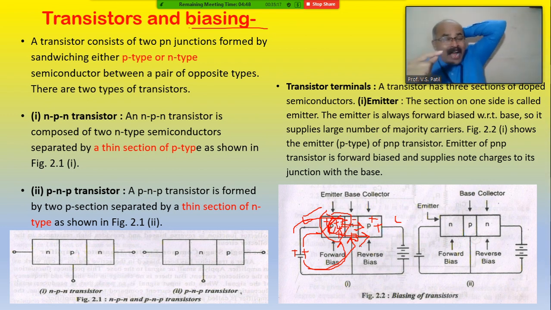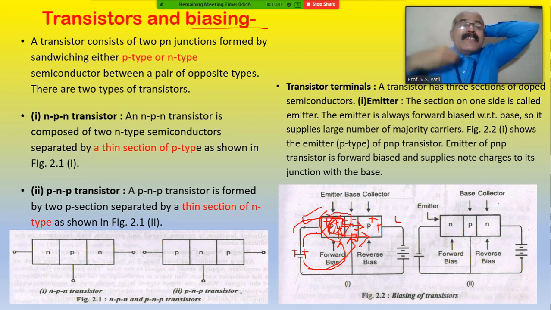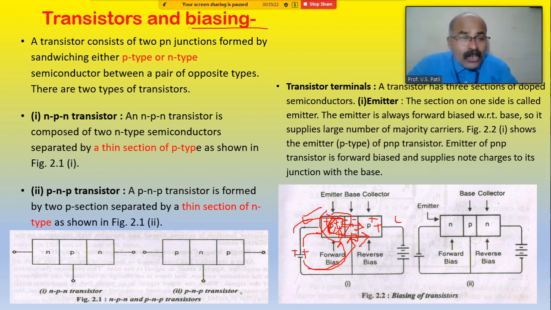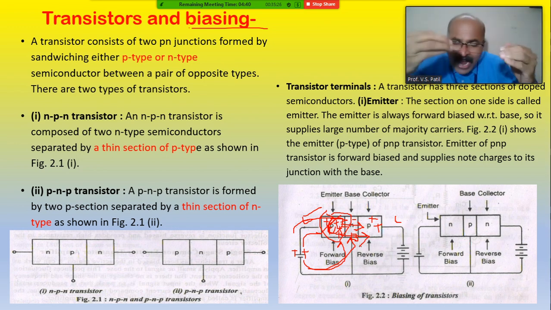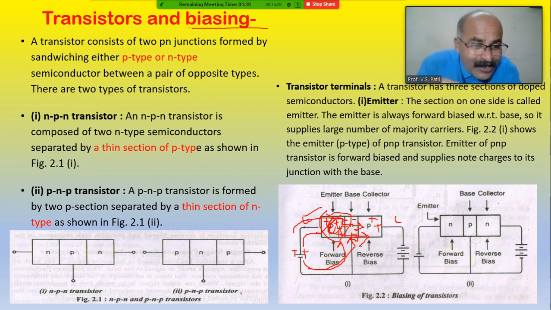म्हणजे त्याचं नाव काय, इमिटर. It can emit the charge, it can give the charge, it can emit large number of holes, म्हणून त्याला इथे इमिटर असं म्हटलंय. लक्षात येतंय.